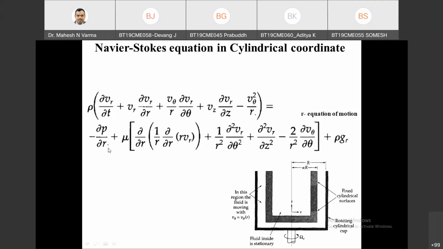Why? Why is pressure a function of R? Sir, because there is... Why is pressure a function of R? Just now, sir, you told, na? Sir, pressure is a function of R due to the force, centrifugal force and gravity.